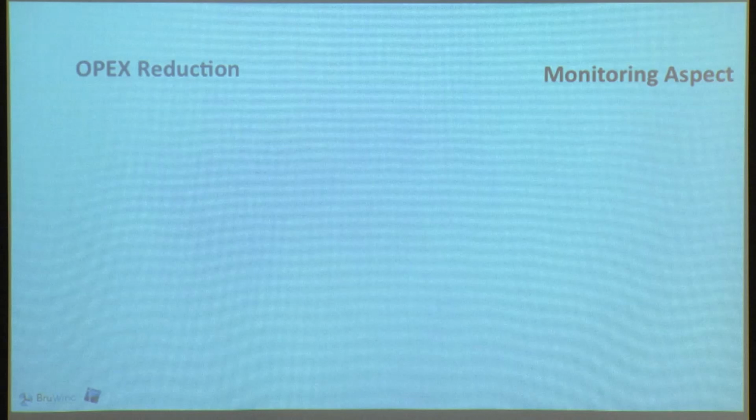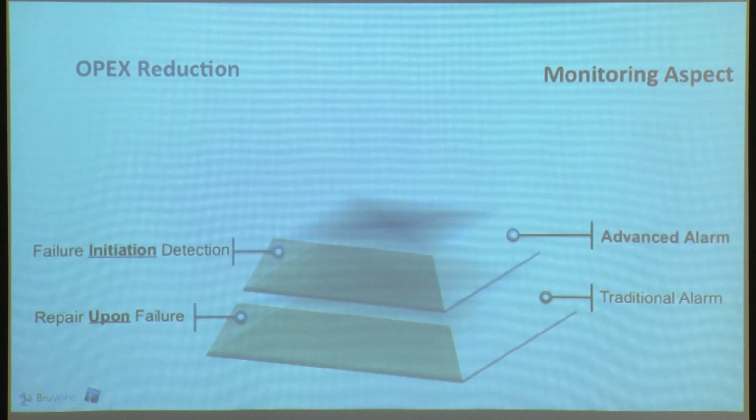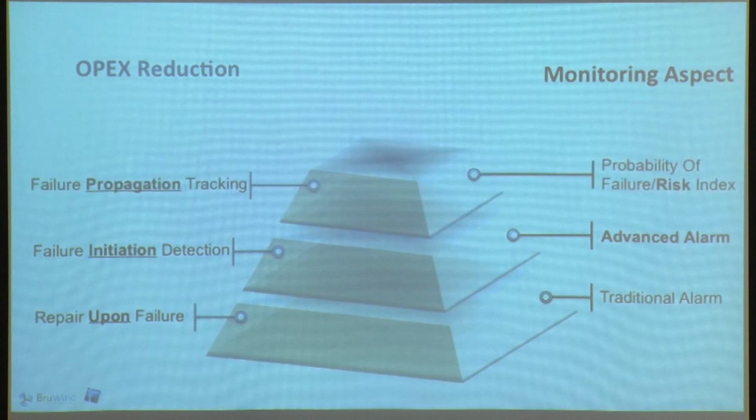How does this relate to OPEX reduction? The first thing is you can repair upon failure, the traditional alarm. We want to go one step further. We want to go to an advanced alarm where we try to detect the initiation moment of failure, because that will give you a lot of information about what was happening at the time. So what was really happening that introduced this failure, for example, the grid loss. We want to have a propagation ID. So we want to know how fast it is propagating, because we can take action.